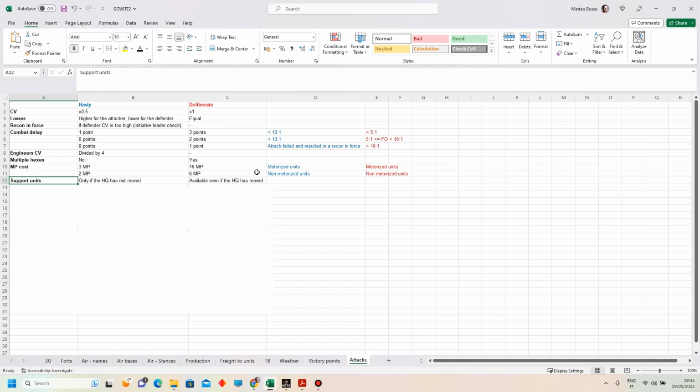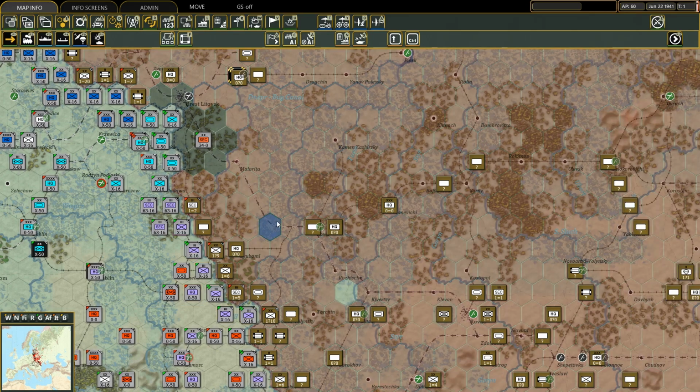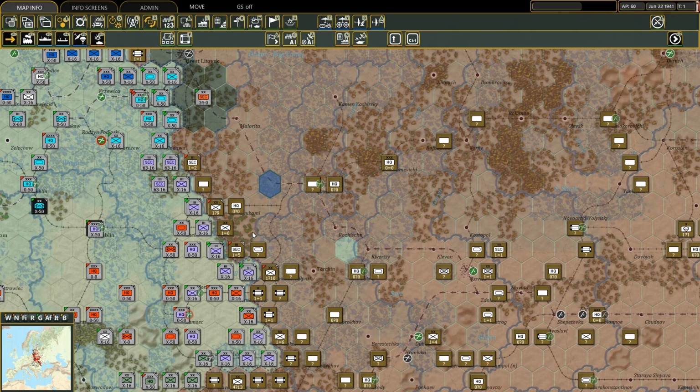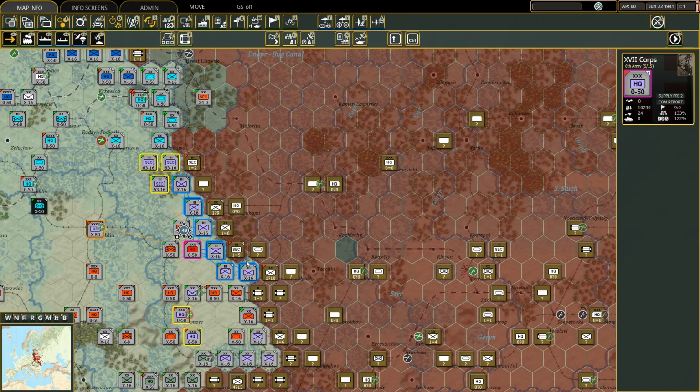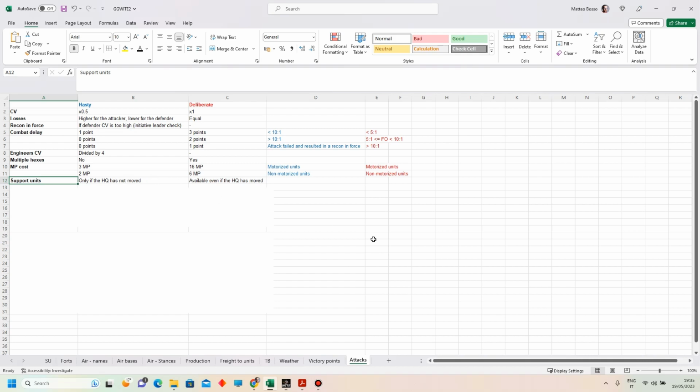In the case of hasty attacks, which is one, if not the reason why they are very convenient in the very first turn of the campaign, you have all the HQs close to the front line. Support units of the HQs can be committed only if the HQ has not expended a single movement point. While in the case of deliberate attacks, support units can be committed even after the HQ has moved, has performed some movements.